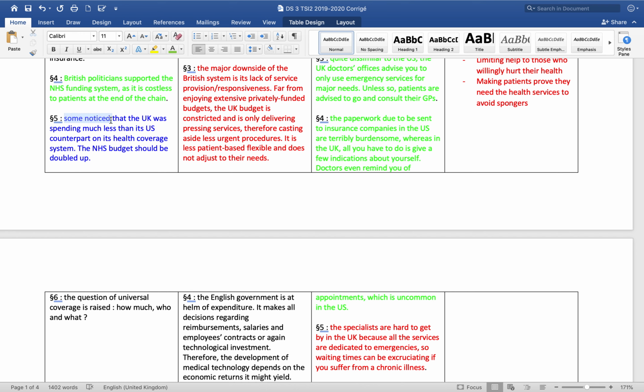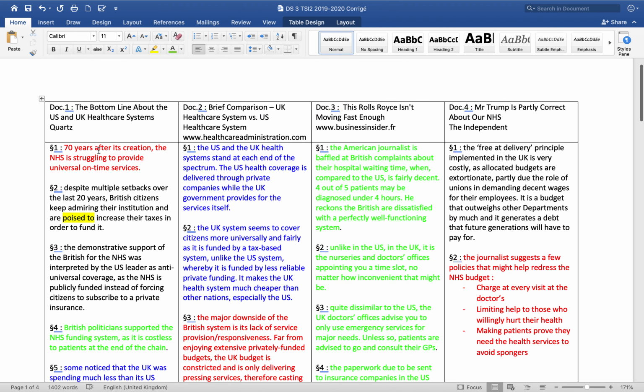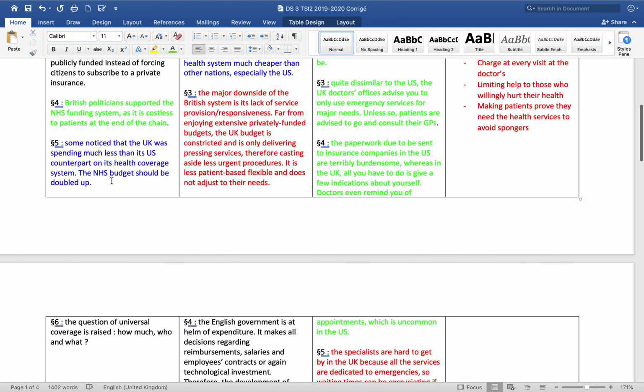Some noticed, which means some people noticed, that the UK was spending much less than its US counterpart on its health coverage system. The NHS budget should be doubled up. So even though it's an expensive system, and they tell you at the beginning that they're struggling, the money the NHS spends on social security is less than what the US is paying.